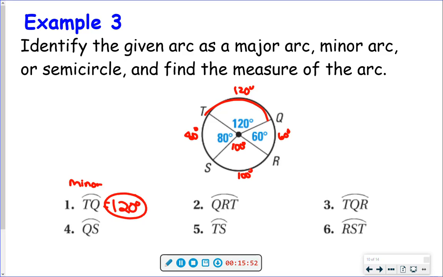Got it. Okay. QRT. Now, that is clearly a major arc. It's over 180. The only reason I didn't label it right away, I'm like, oh, 3 letters, major. Wait, it could be a semicircle too. So that's why I waited to highlight it and look at it. All right, let's add it up. 80 plus 100, 180, plus 60. What's 240?